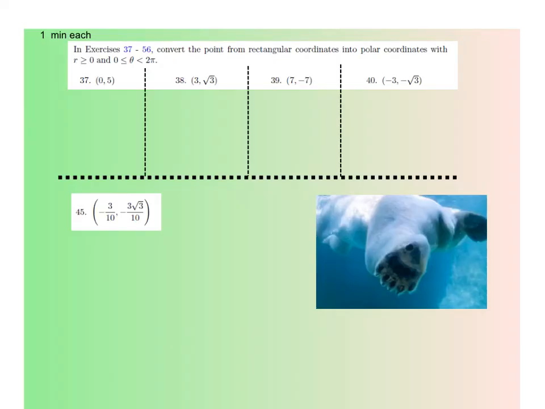On this slide, you're converting rectangular to polar. We just did that in the last slide. So these problems give you a little bit more practice with that.